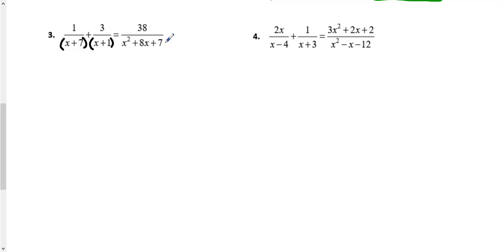X squared plus 8x plus 7 can be factored, because what multiplies to 7 and adds to 8 is 7 and 1. So I'm going to cross that out and write my new factors of x plus 7 and x plus 1.